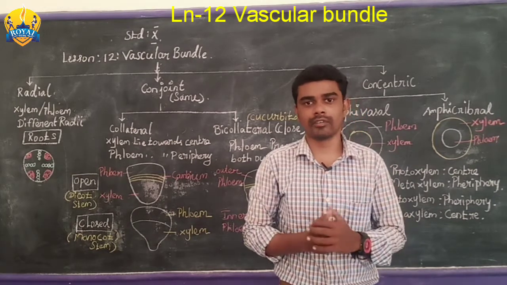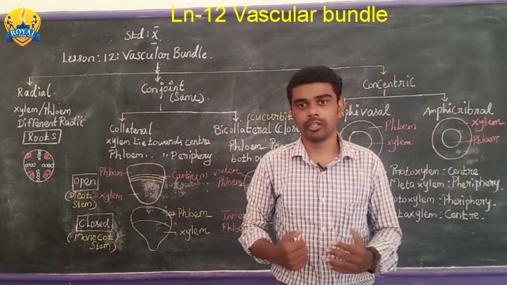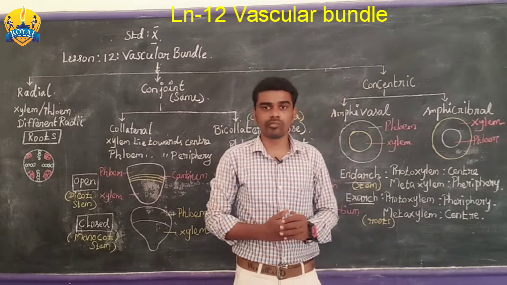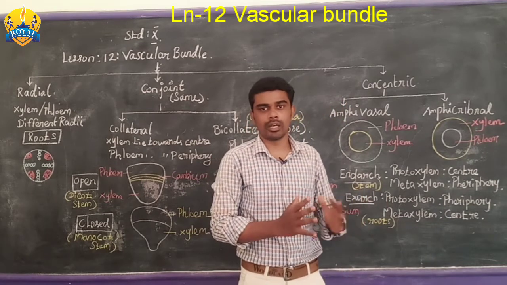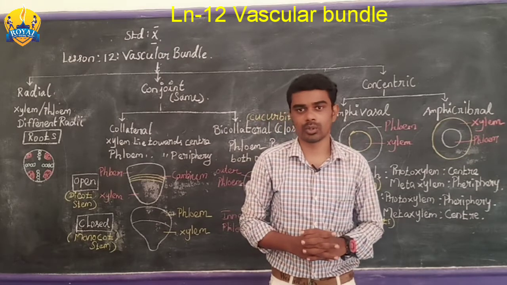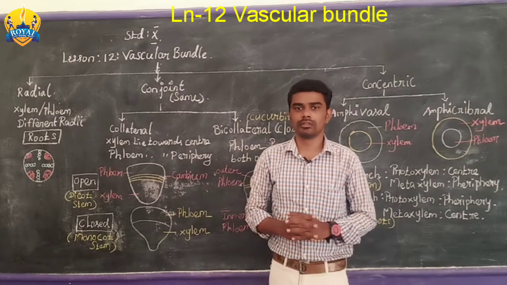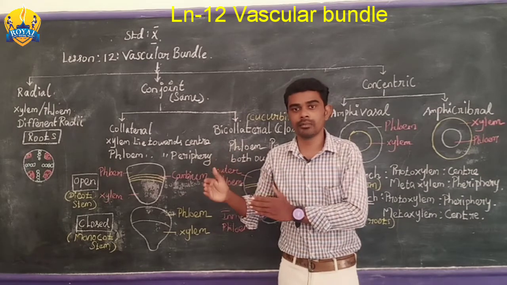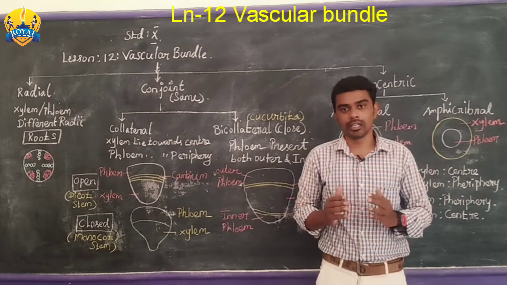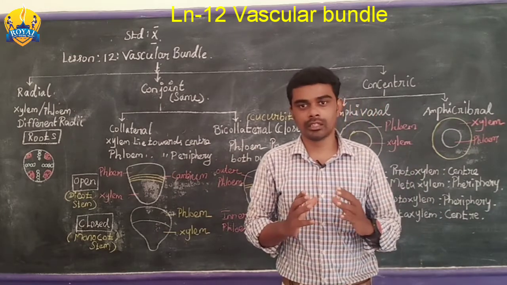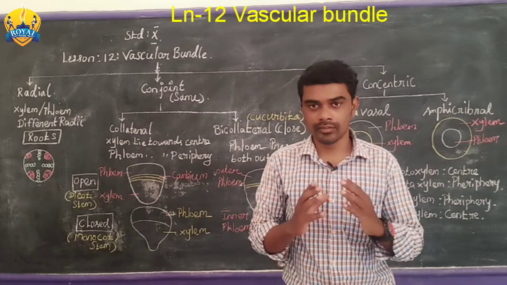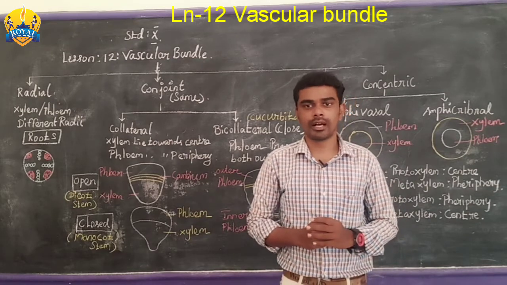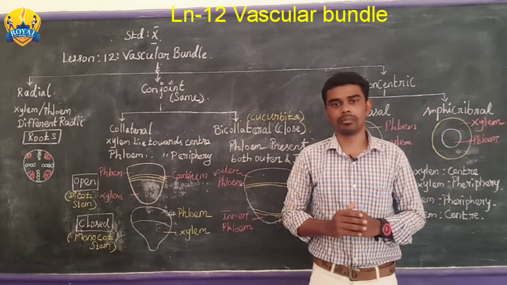Now we are going to discuss the vascular tissue, or the vascular bundle, and its types in this class. Before that, what is a vascular bundle? I already told you that xylem and phloem combine together and form a tissue known as the vascular bundle. It is one of the important tissue systems present in a plant body.